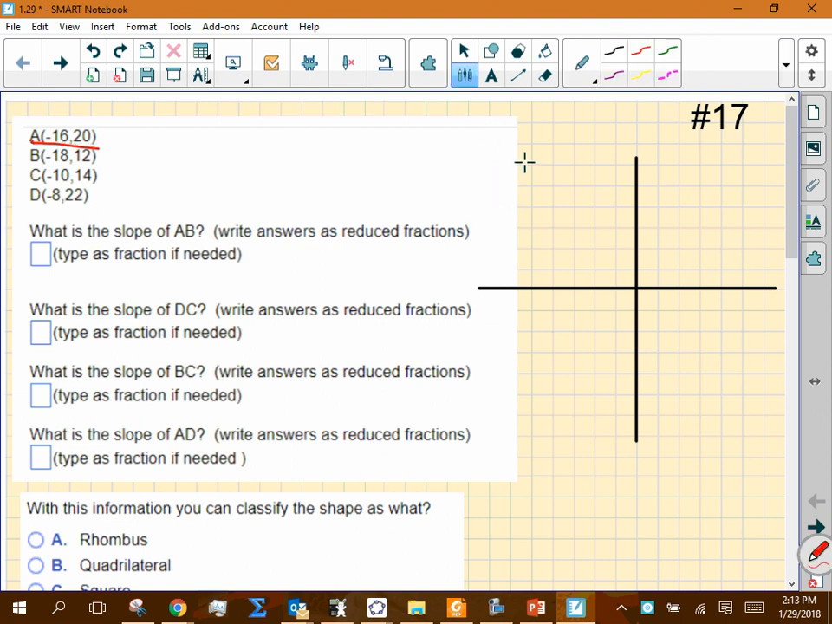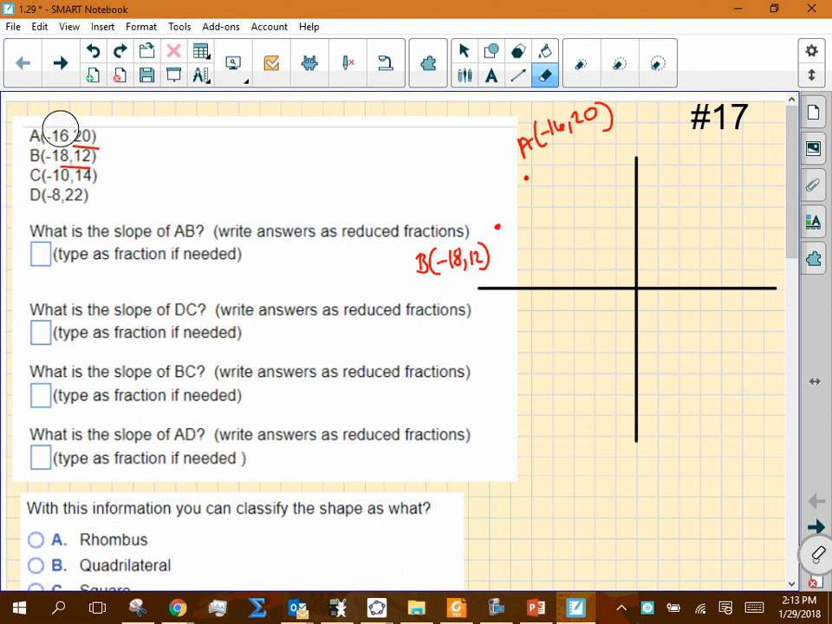Actually, let's move it in a little bit. So maybe that's (-16, 20). Would you agree that B, which is at (-18, 12), should be further to the left of A? And it shouldn't be as far up as A, right? Because 12 is smaller than 20. So I'm going to put B right there, B being at (-18, 12).